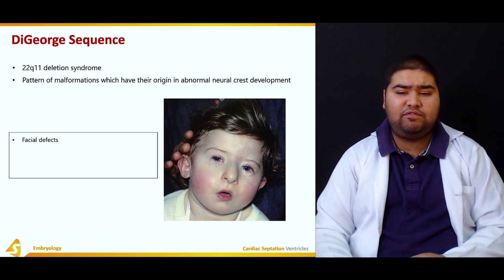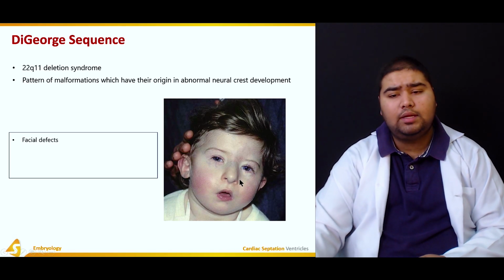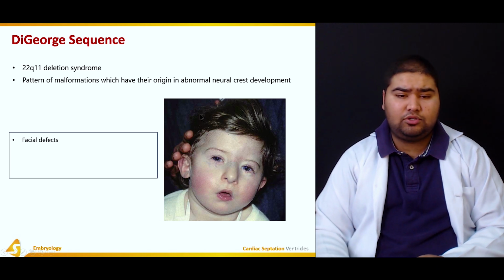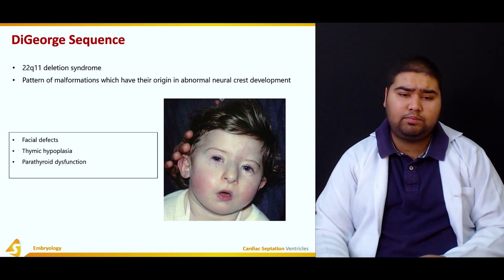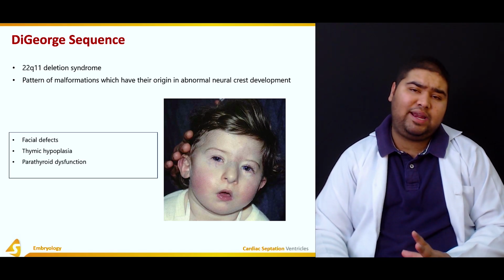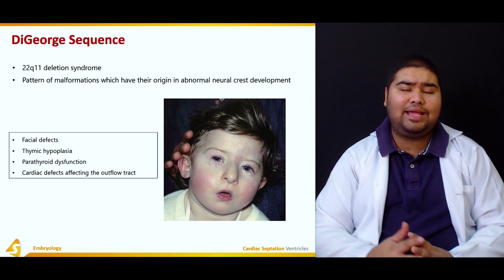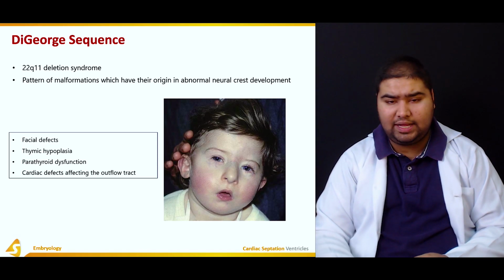So the patients have facial defects. As you can see in the figure, the patient has a tubular nose and a very specific type of mouth. This tubular nose is characteristic of DiGeorge syndrome. They have thymic hypoplasia, so the thymus has not been formed properly. We have parathyroid dysfunction in these patients, and they can also have cardiac defects which affect the outflow tracts.